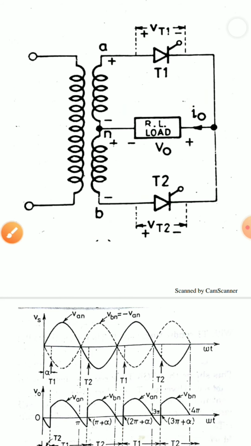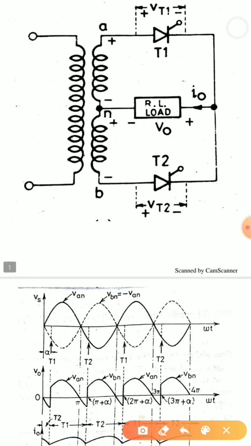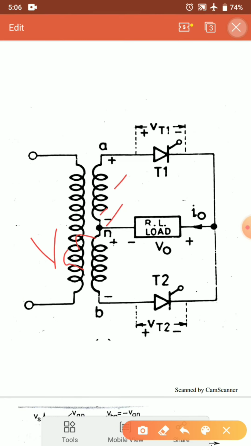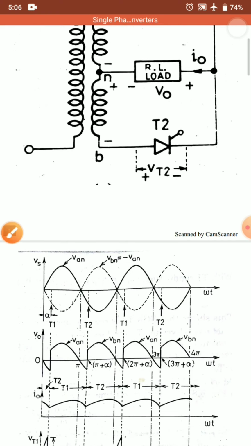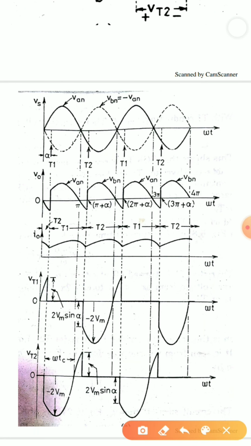So it is almost a sort of anti-parallel arrangement. When I have a positive half, at that time this thyristor experiences a negative half across it. When this has a negative half, this will have a positive half. As I have said, VAN is equal to minus VBN because of the manner in which my T1 and T2 are connected. The dotted line represents VBN and the dark line represents VAN.